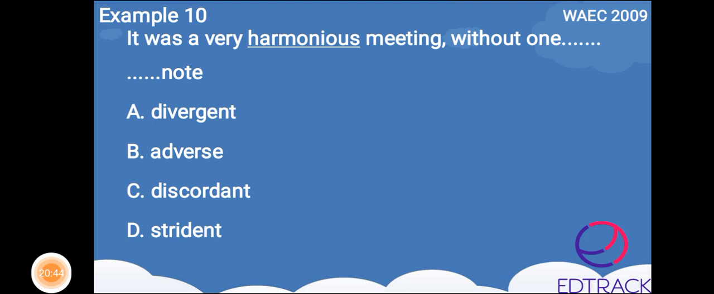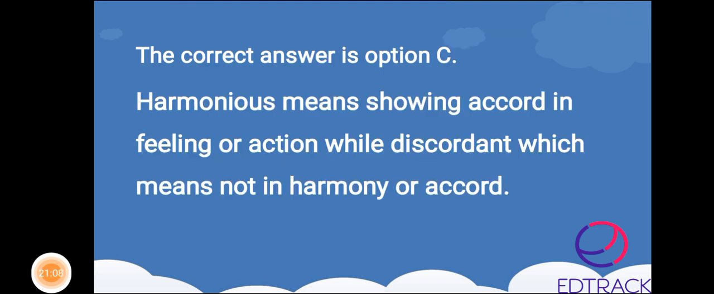Which one of the words given in the four options means the opposite of being harmonious? Divergent, adverse, discordant, or strident? Yeah, our correct option is C. And let's see what we have in the next slide. Yes, the correct answer is option C.